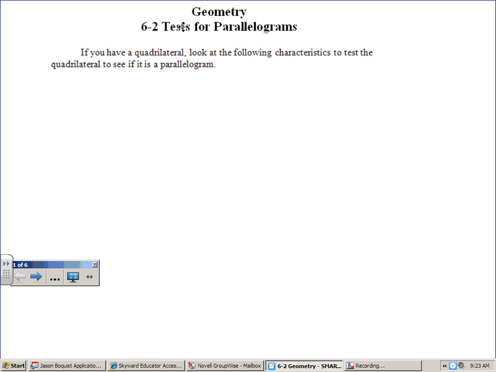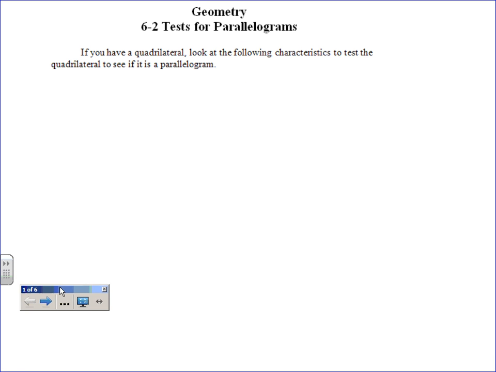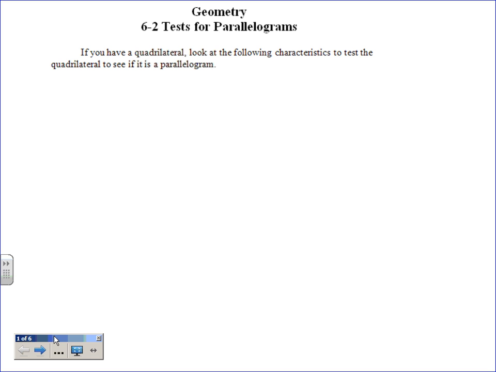In 6-1, we basically said, if we have a parallelogram, and we know we have a parallelogram, what other things do we know? We said opposite angles will be congruent, opposite sides will be congruent, diagonals bisect each other, consecutive angles are supplementary. We said all of that stuff yesterday.